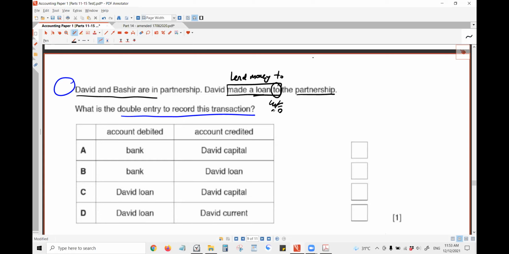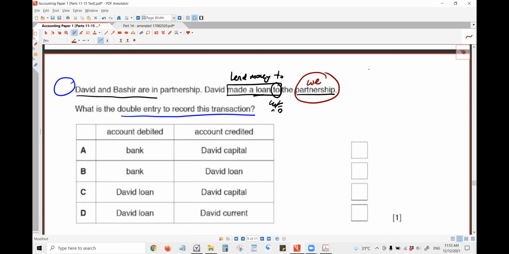This is about partnership accounting. When you are doing partnership accounting, you are in the shoes of the business. Means you have to think from the point of view of the business. We are the business. So that means we borrow money from David. You are doing accounting, you are in the shoes of the partnership.